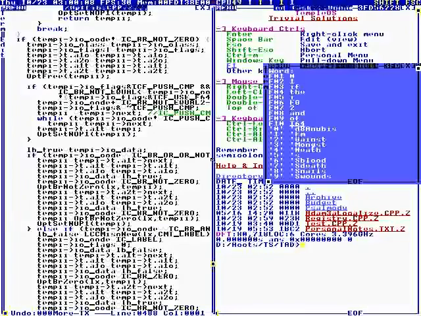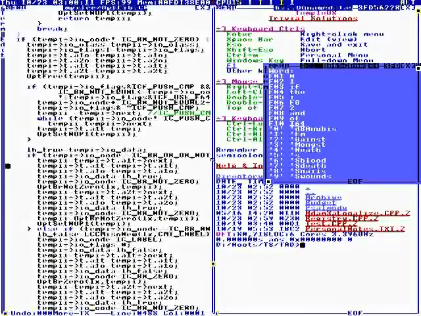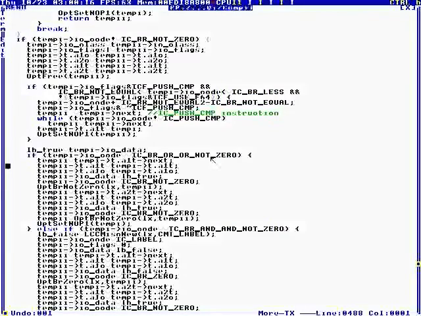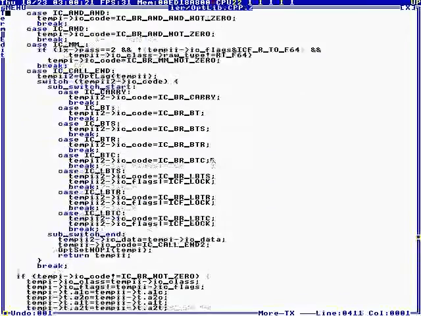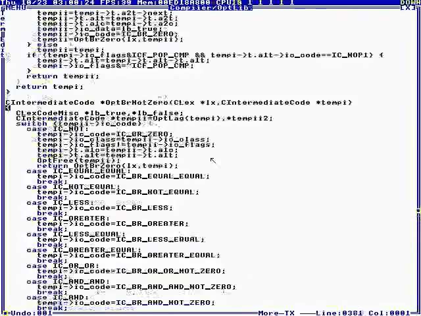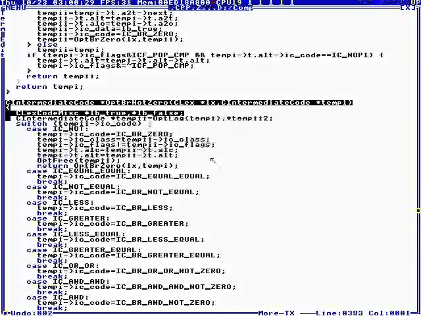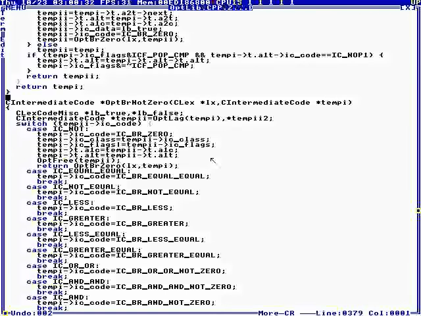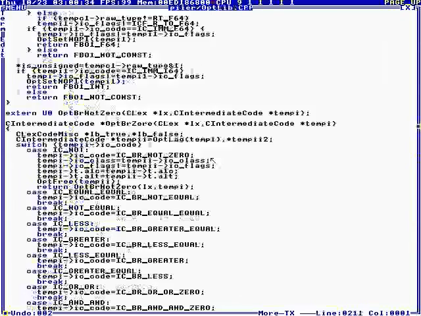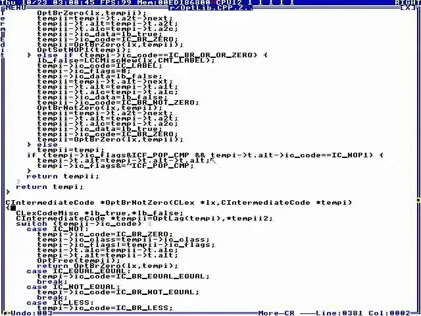And where did God take us? Looks like we're in the compiler. We are in the compiler optimization library. Okay, this looks like, yeah, that's what it is. So there are two routines: optimize branch not zero and optimize branch zero. Optimize branch zero, and down here is optimize branch not zero.